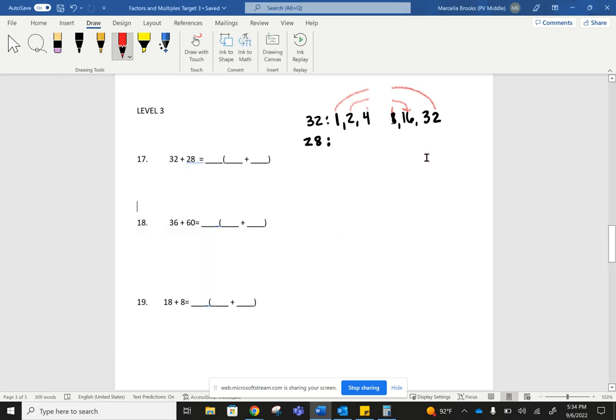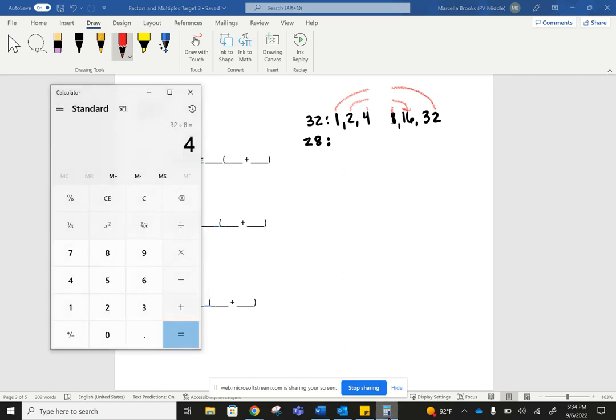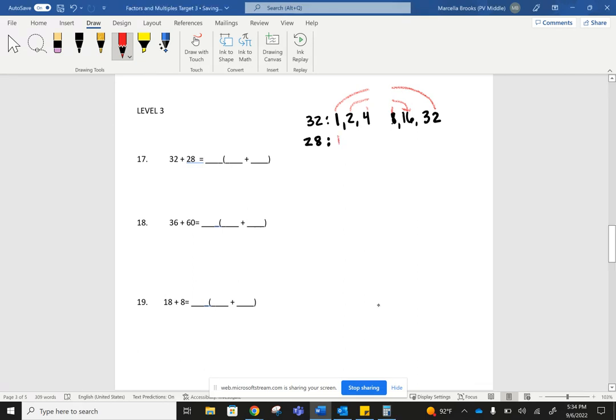Okay, this big gap here is there because my screen is dumb. So don't do that on your paper. Just ignore that. All right, so now we're going to find the factors of 28. So we're going to do 28 divided by 1. That's 1 times 28 makes 28.